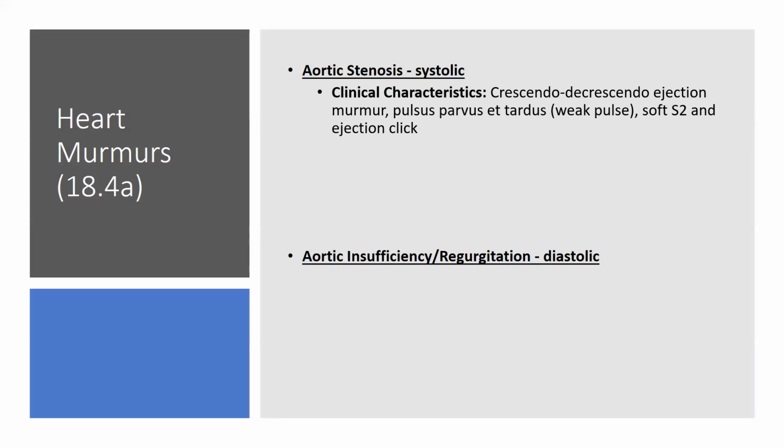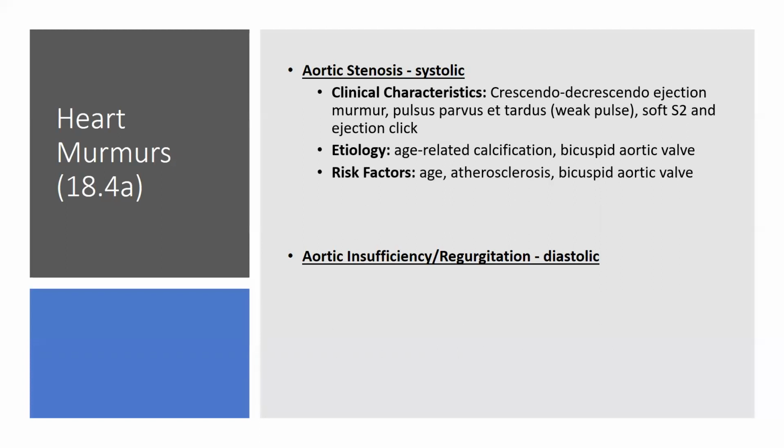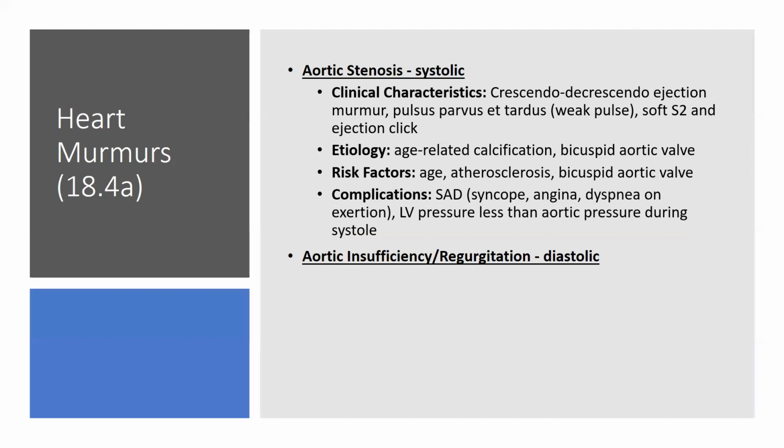But just remember, aortic stenosis is a systolic murmur that could be asked. It's crescendo, decrescendo. Typically it's due to age-related calcification or could be due to a bicuspid aortic valve. Your risk factors would be age and atherosclerosis, besides the bicuspid aortic valve. And complications, you're SAD: syncope, angina, or dyspnea on exertion, as well as left ventricle pressure being less than the aortic pressure during systole.